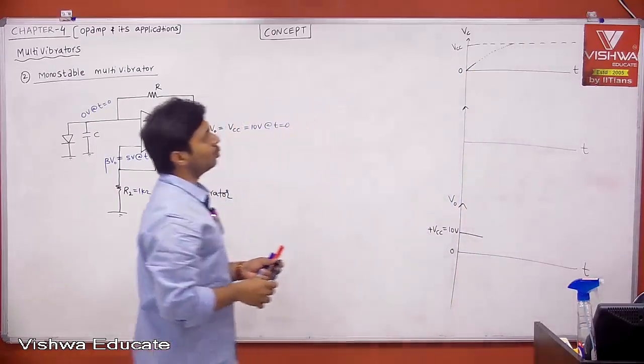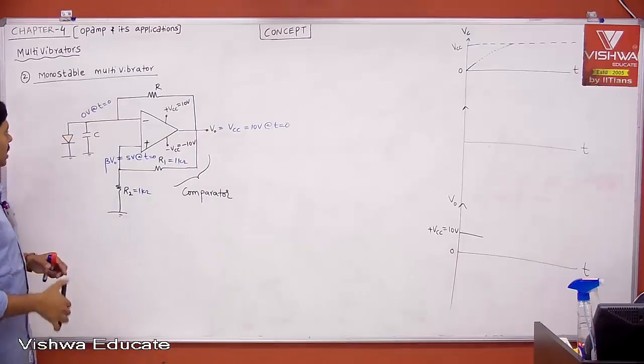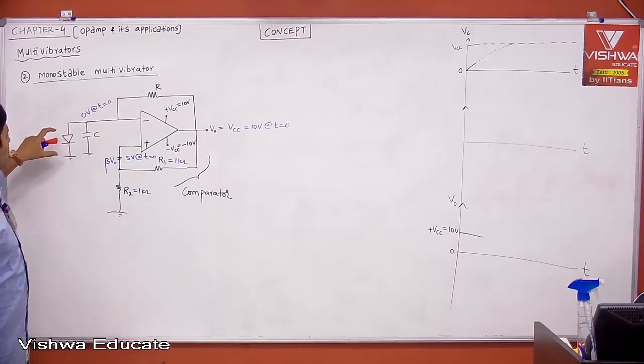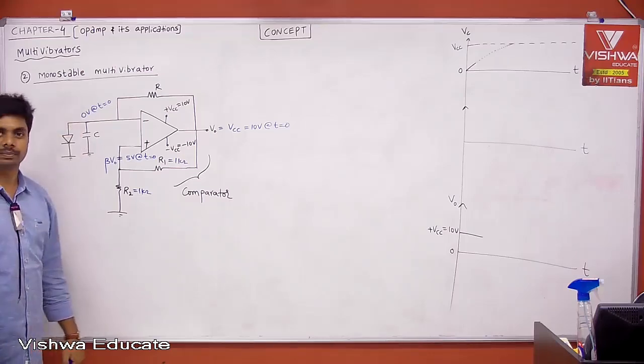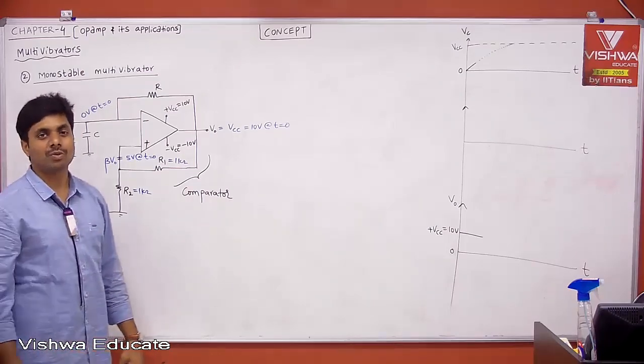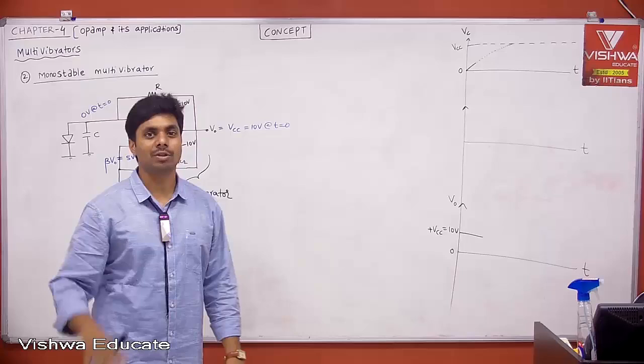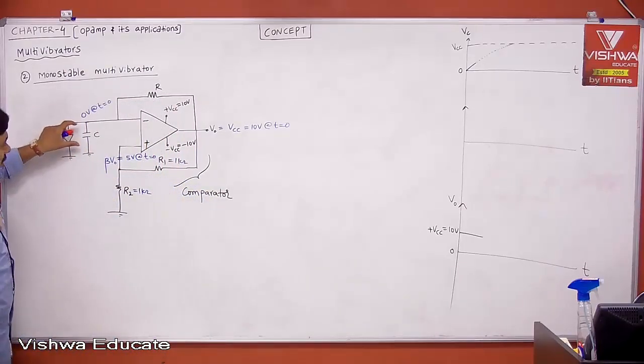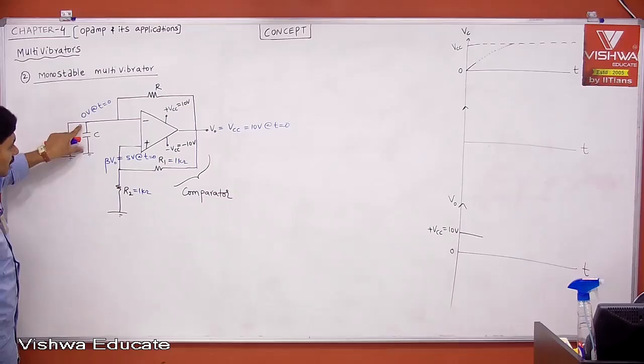But remember, once the capacitor voltage charges to greater than or equal to V gamma, the PN junction diode will come into the picture. Actually, the PN junction diode is the one which is limiting the voltage across the capacitor so that it does not cross V gamma. Why? Once the voltage across the capacitor crosses V gamma, the PN junction diode will come into the picture.